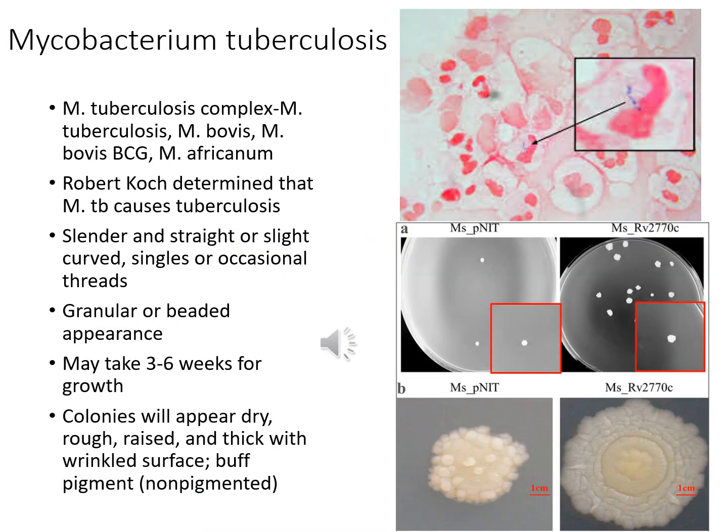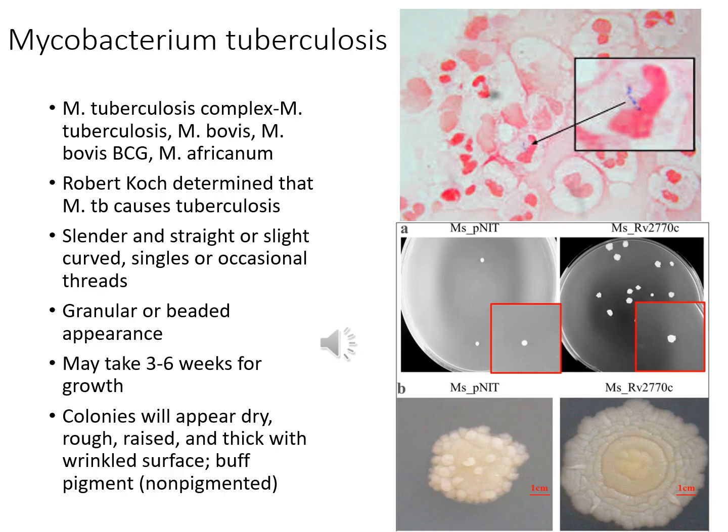Mycobacterium tuberculosis is sometimes referred to as Mycobacterium tuberculosis complex, which includes Mycobacterium tuberculosis, Mycobacterium bovis, and Mycobacterium africanum. Robert Koch was the one that determined that Mycobacterium tuberculosis actually causes tuberculosis. This is a slender, slightly curved or straight organism. Generally, they are found in singles or occasional threads.